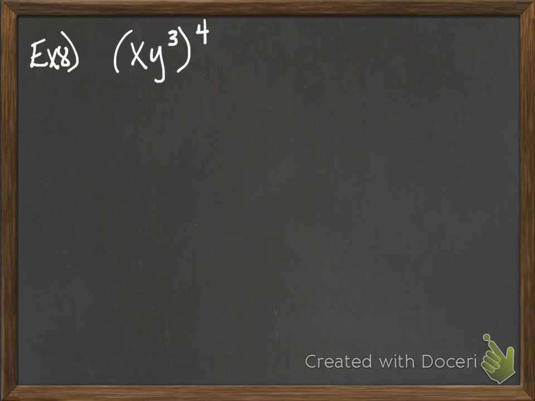So we're going to start with example 8. We've got 3 examples that go behind this door. We're going to start with example 8. Example 8, in parentheses, you have an x, y to the third, and you're raising that parentheses to the power 4.